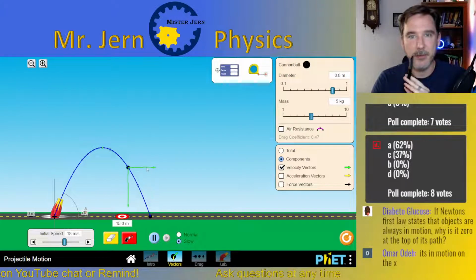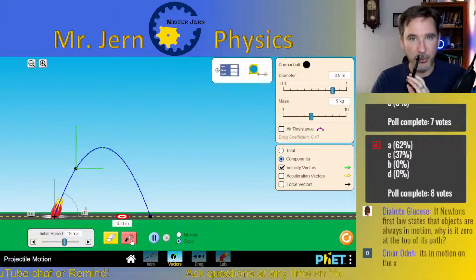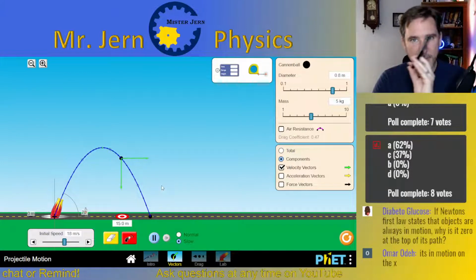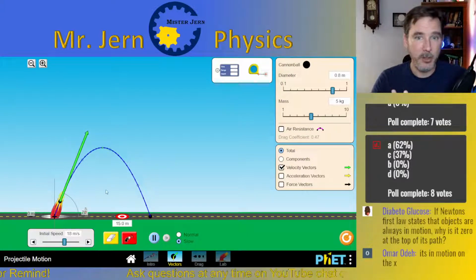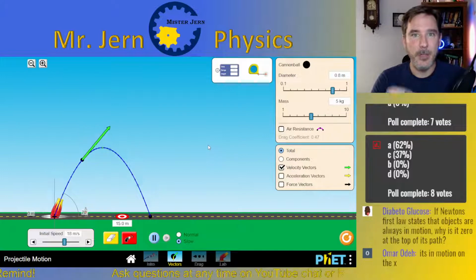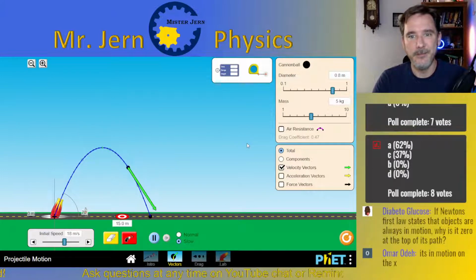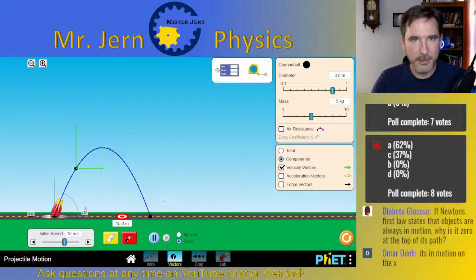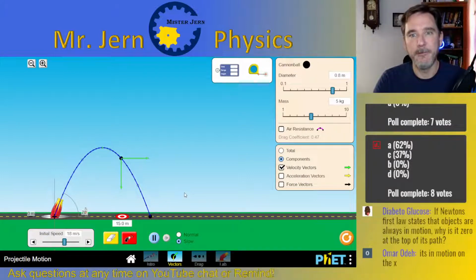Motion in the X direction has no unbalanced force, but in the Y direction there is an unbalanced force, and so the motion does change. And that's why in physics we have to think of them as separate. We tend to think of the velocity in our brain as up and down, right? But in physics, to understand this mathematically, objectively, we have to look at it this way.